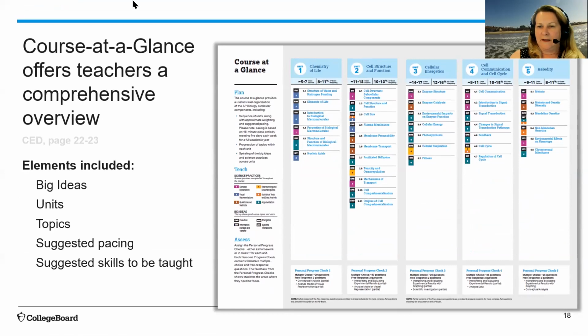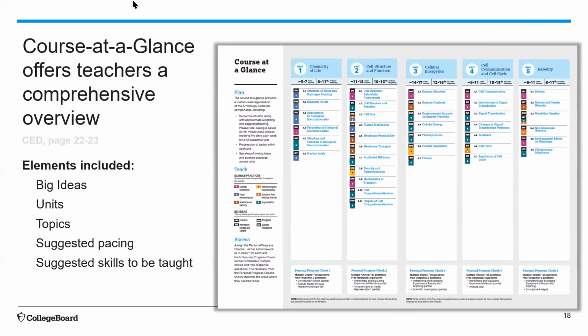So you should be looking at a page that looks something like this. Okay. And when you look at the course at a glance guide, you'll see it's divided into 8 columns or units. And each of those units, of course, has a title. At the top of each unit, you will see how many class periods they recommend that you spend on the unit. Now, those recommendations are based on a 45-minute class period. So if you look at the first unit, Chemistry of Life, they recommend between 5 and 7 class periods.